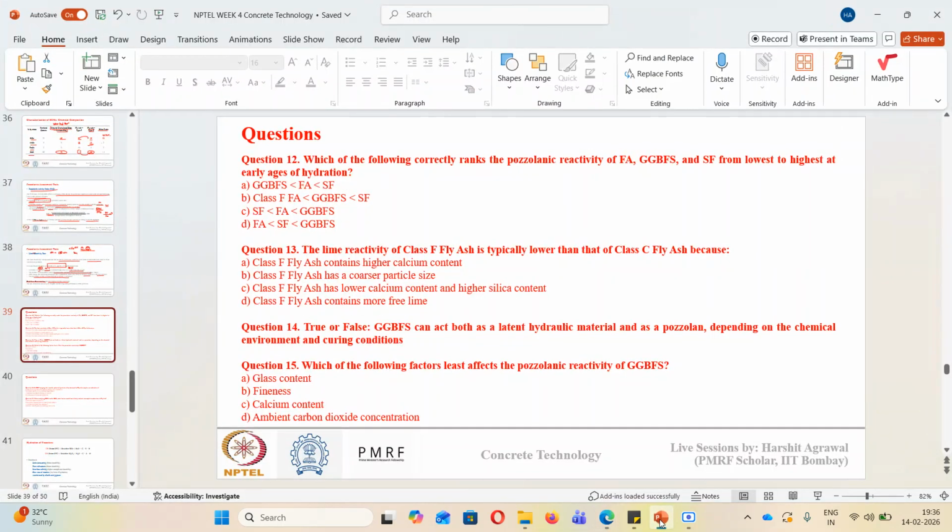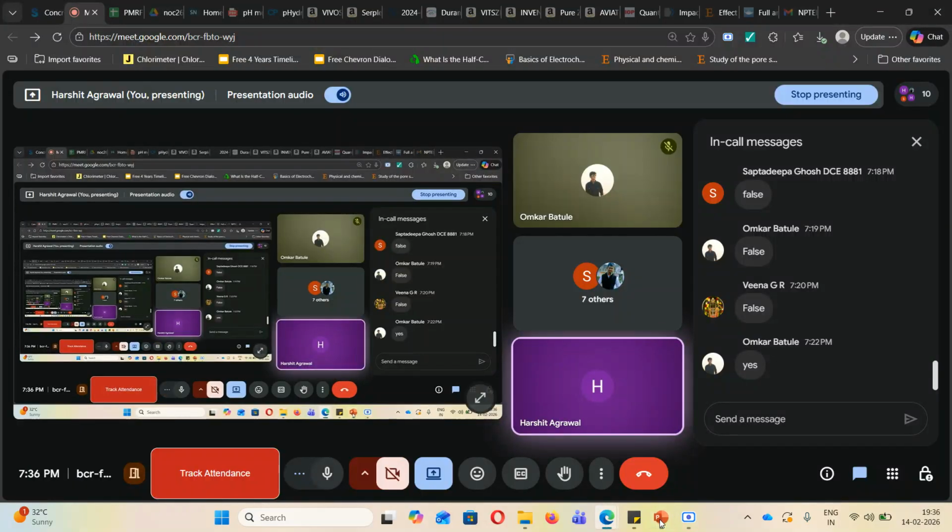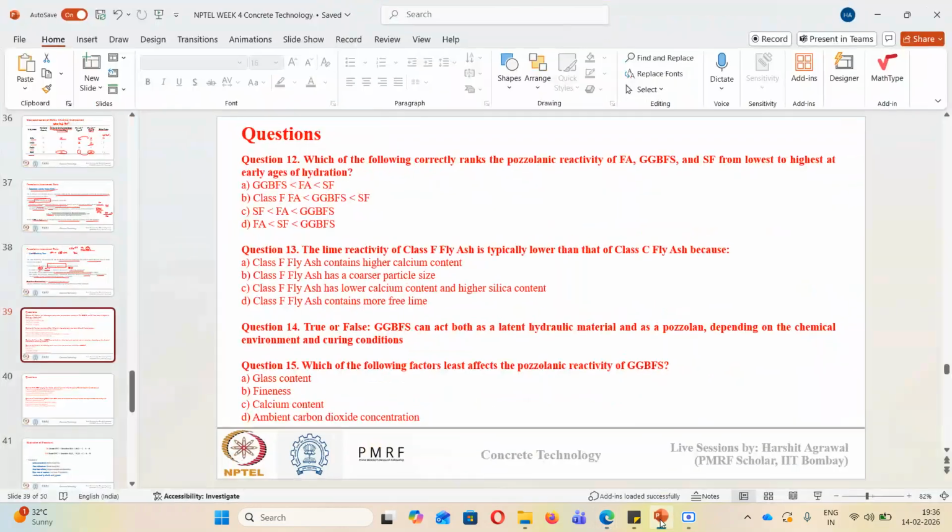Can anyone tell me the answer for question number 12? What is the sequence of reactivity of fly ash, slag, and silica fume in early stages of hydration? Which one will be the most reactive and which one will be the least reactive? Okay, so the correct answer will be B for this.